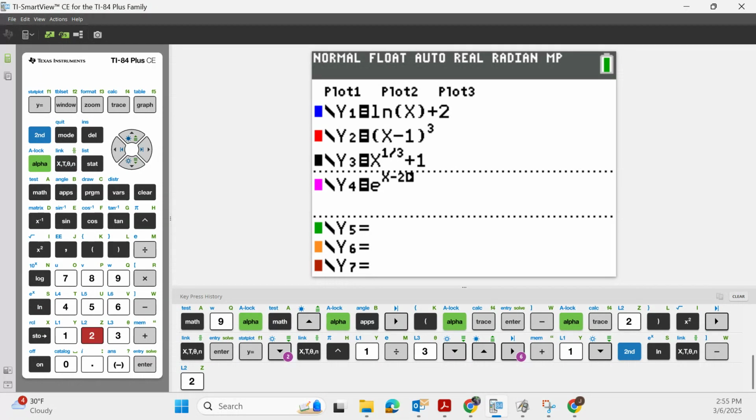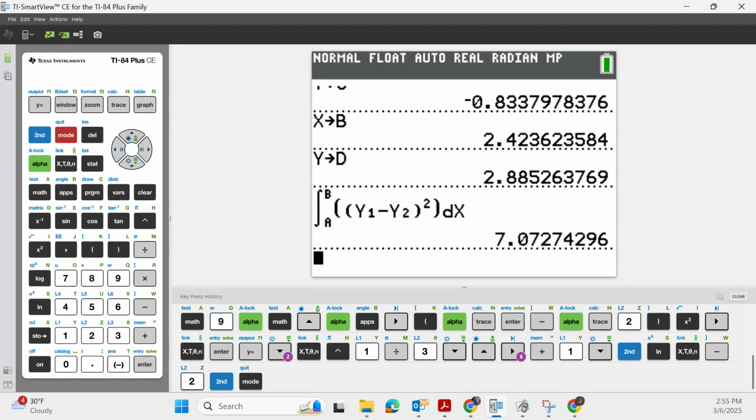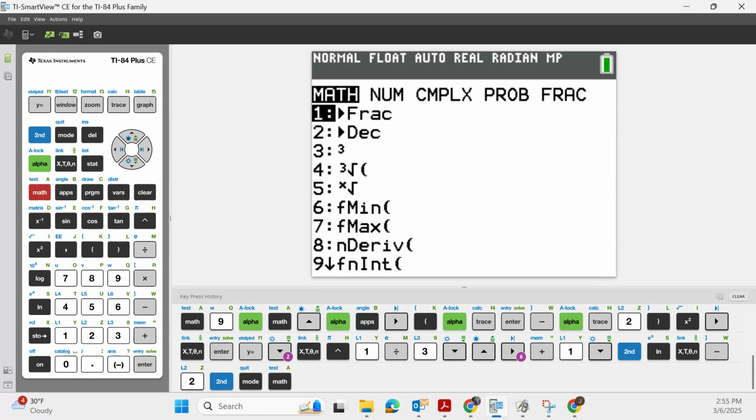I'm using x as the input to these functions, and it does not matter what variable you use in the integral, as long as you're consistent, as long as your variable in the integrand matches the variable in the differential, it'll come out right. So I'm going to do math.